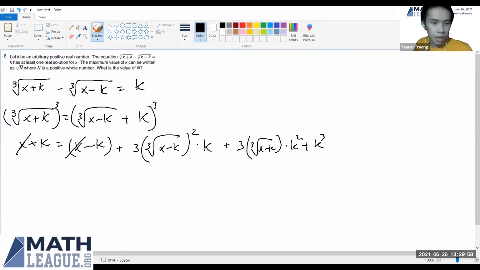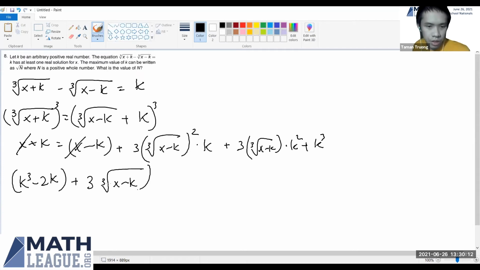We can eliminate the x's on both sides, and we can move over the k's to the other side. We get k cubed minus 2k plus 3 times the cube root of x minus k squared times k plus 3 times the cube root of x minus k times k squared. That's going to be 0.